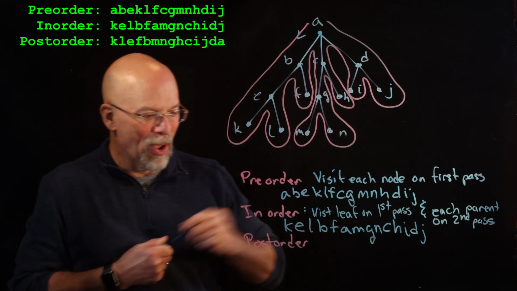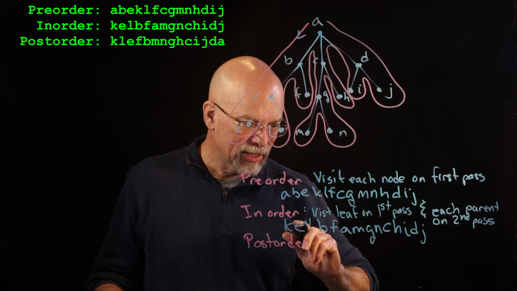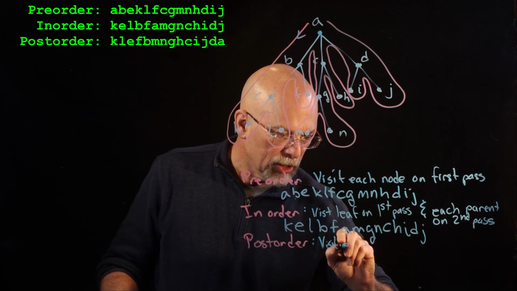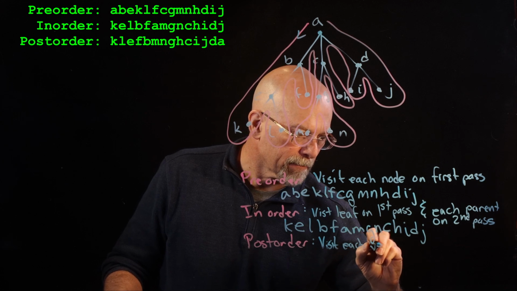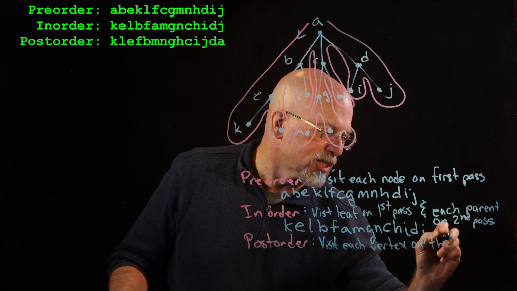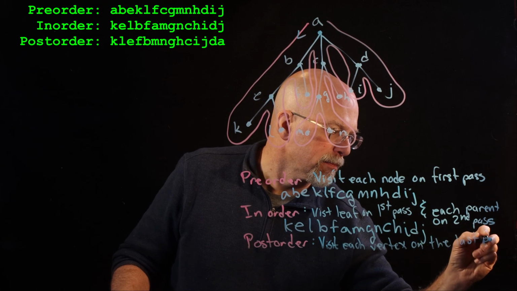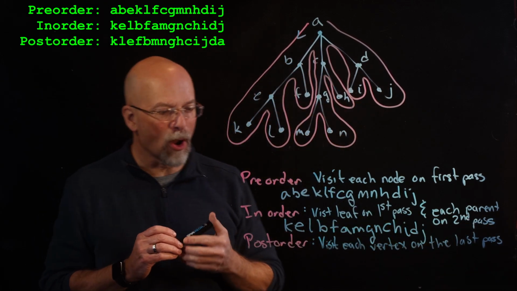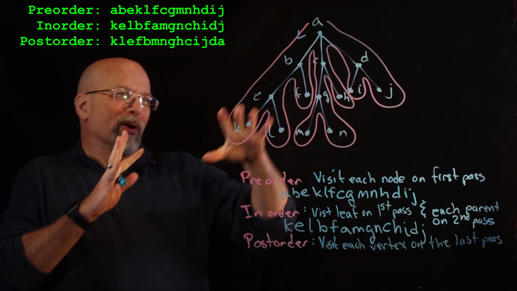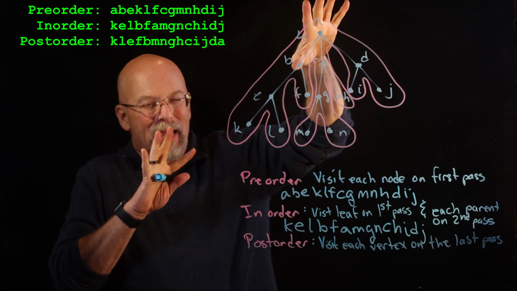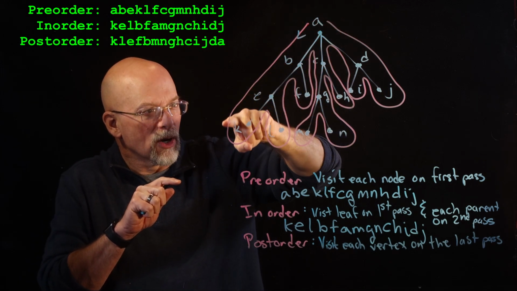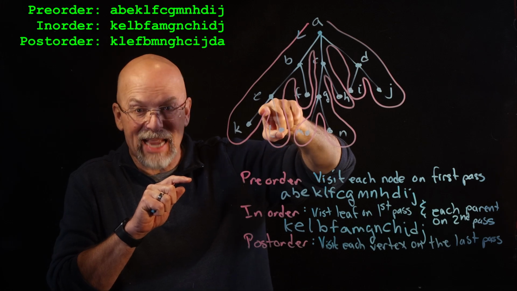Now, let's take a look at postorder. Postorder, basically, you visit each vertex on the last pass. The last time you go past it on its way back to the parent. All right. So if you look at this, and it may not be obvious right away, but what you're saying is you're going to do it on the last pass back to the parent.